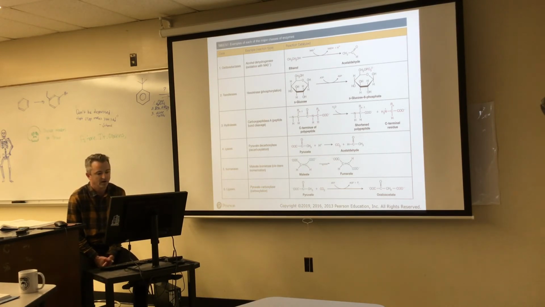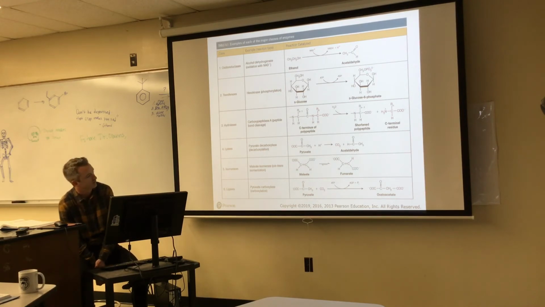Hydrolases, this is hydrolysis, okay? So the peptide here is being hydrolyzed, and you can see you now have a shortened polypeptide on the other side with an amino acid residue that's getting popped off there.